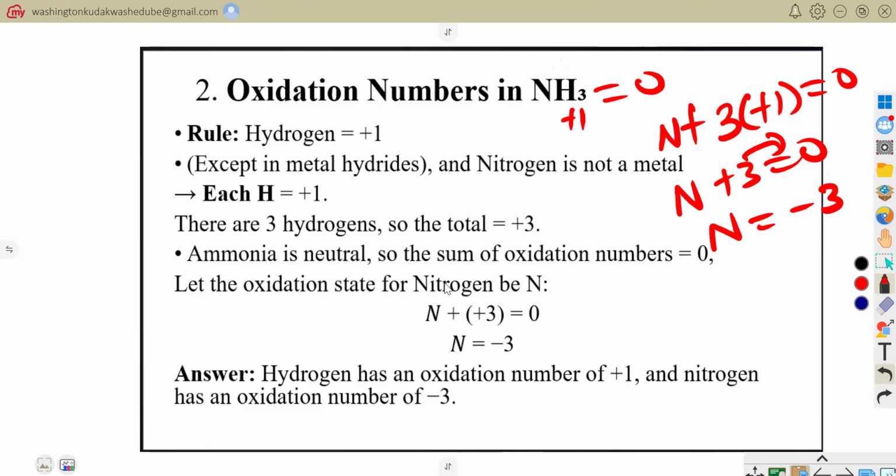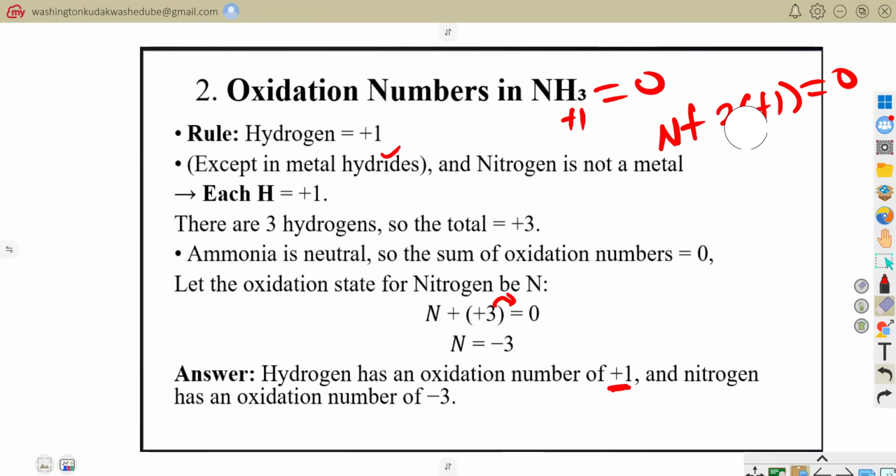Let the oxidation state for nitrogen be N, and for hydrogen it will be +3 in total. We take that to the other side to solve for N. We say that hydrogen has an oxidation number of +1 because ammonia is not a metal hydride. If that is the case, nitrogen has an oxidation number of -3.